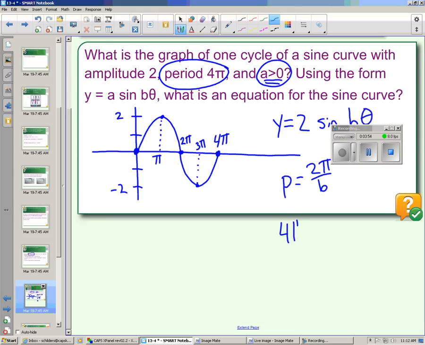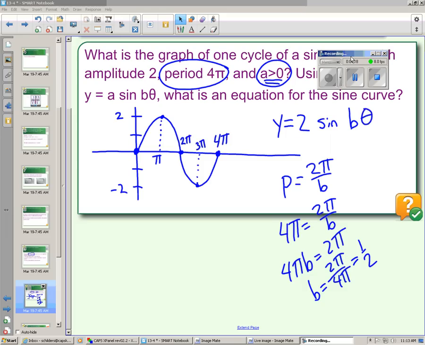So we have 4 pi equals 2 pi over b. So we're solving for b. Multiplying both sides by b gives us 4 pi b equals 2 pi. Dividing by 4 pi gives us b equals 2 pi over 4 pi. We know the pi's will cancel, and 2/4 is equal to 1/2. So then our equation will be y equals 2 sine of 1/2 theta.